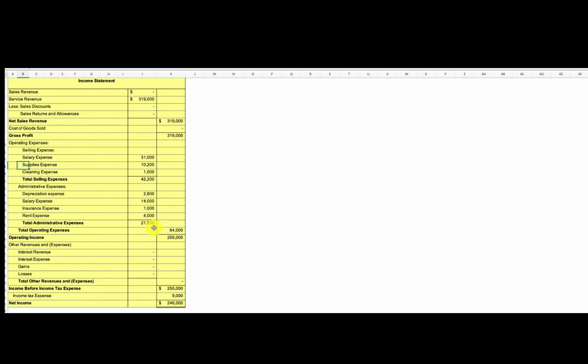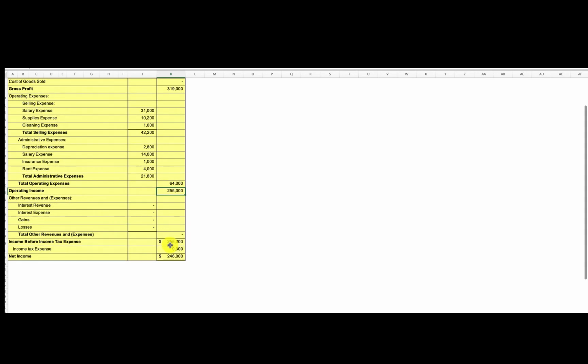So my total operating expenses of 64,000 is the total selling expense plus the total administrative expense. I add those two together and I get total operating expense of $64,000. My gross profit of 319 minus my operating expenses of 64 gives me my operating income of 255,000. So I take gross profit minus operating expenses, that gives me operating income.